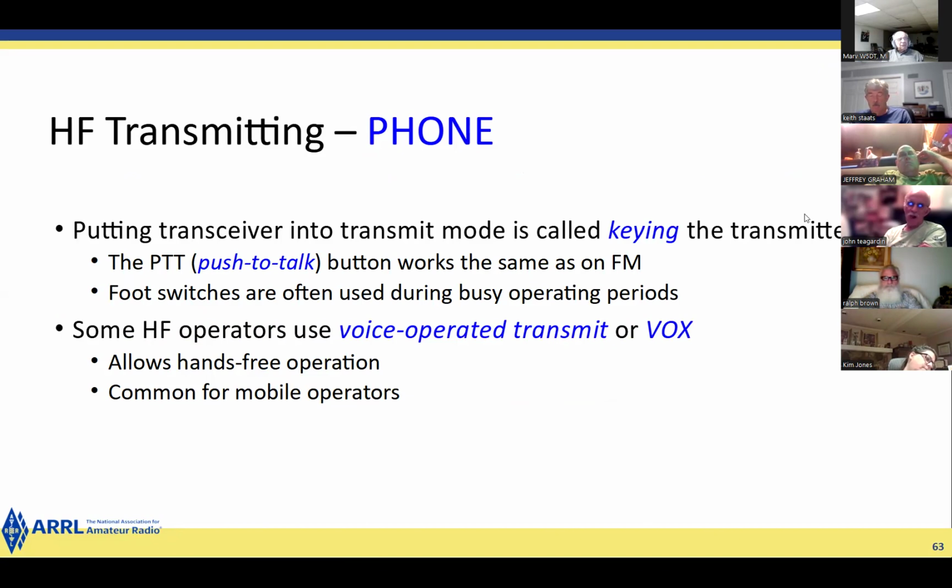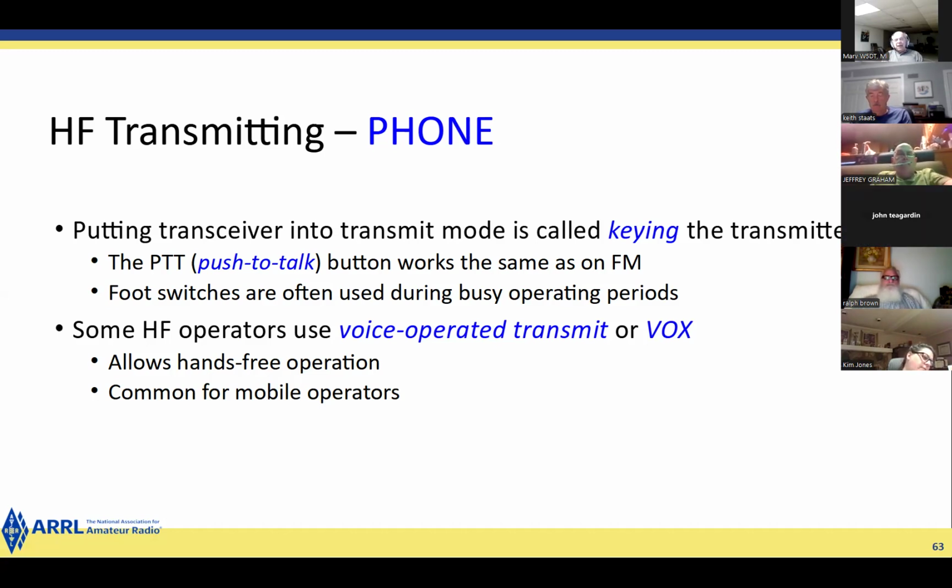So when you're operating phone, there are essentially two ways to key the transmitter. You could either use a button to push to talk, like you would with your HT, or you can use a voice-operated transmitter, or VOX, which is actually hands-free. The transmitter has a circuit that picks up when you start to speak and goes into transmit mode.